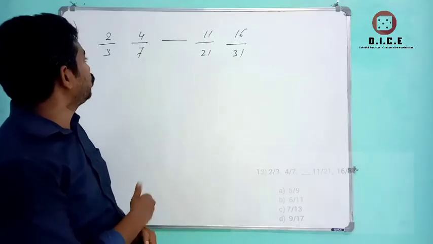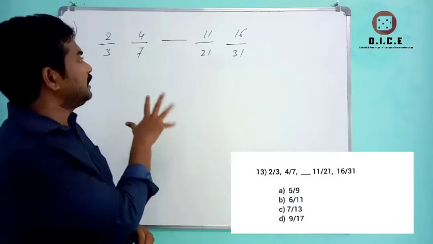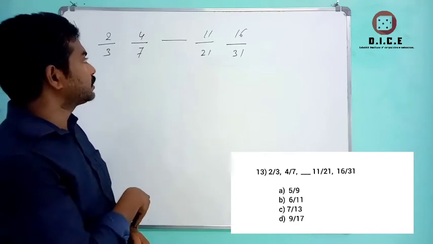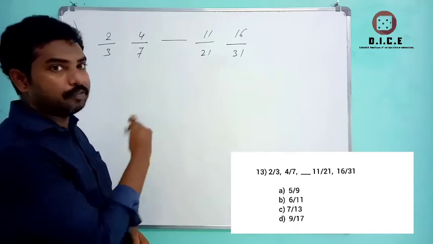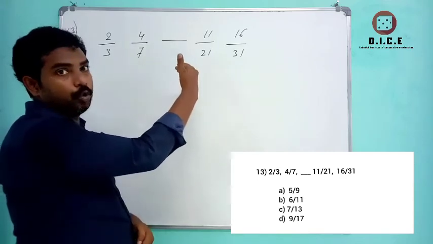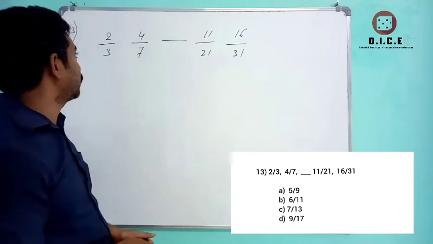Question number 13 here: 2 by 3, 4 by 7, 11 by 21, 16 by 31. So by seeing this pattern we can conclude that the denominator numbers are greater when compared with the numerator. That is point number 1. By segregating these two patterns, numerator differently and denominator differently, we can do it, but it takes time. Now see the shortcut here.